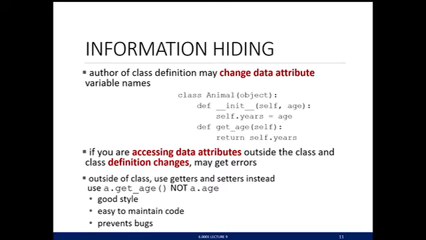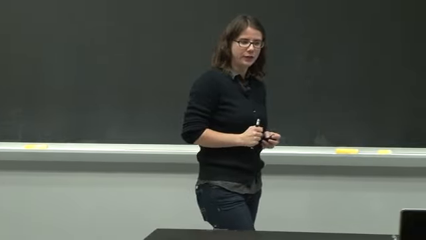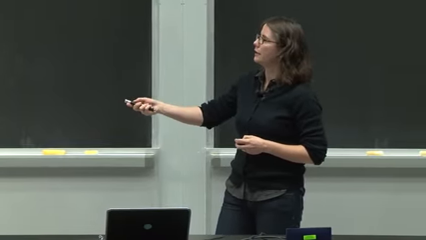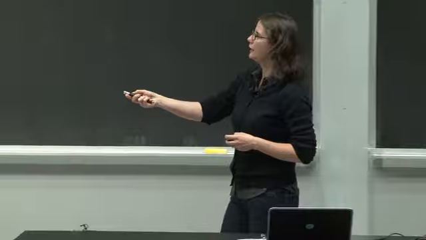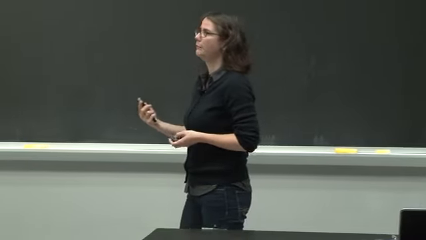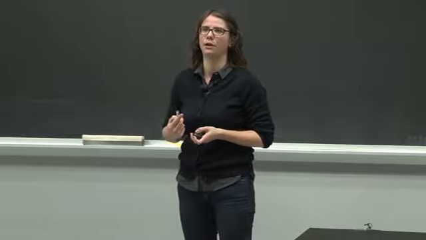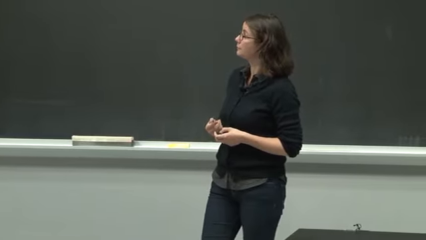Let's say whoever wrote the Animal class wants to change the implementation. And they've decided they don't want to call the data attribute age anymore. They want to call it years. Okay, so when they initialize an animal, they say self.years is equal to age. So an animal still gets initialized by its age, and the age gets passed into a data attribute named years. Okay? Since I'm implementing this class, I want to have a getter which is going to return self.years. So I'm not returning self.age anymore, because age is no longer the data attribute I'm using.